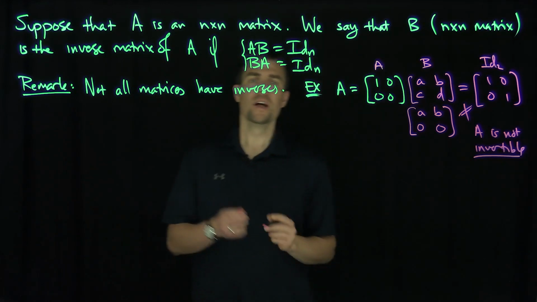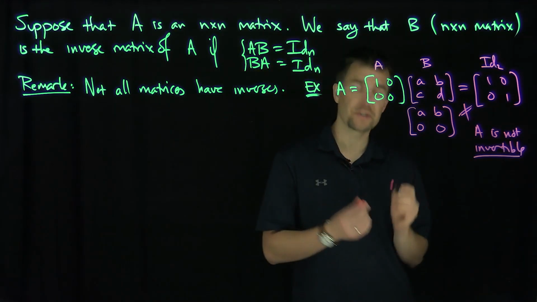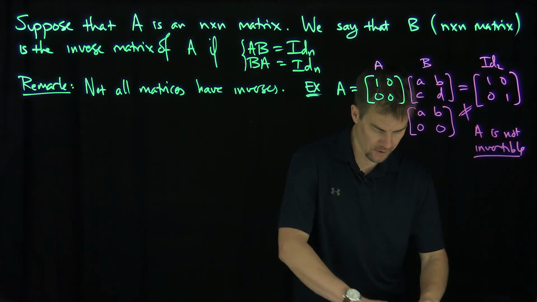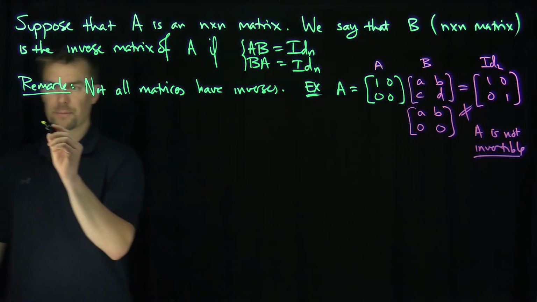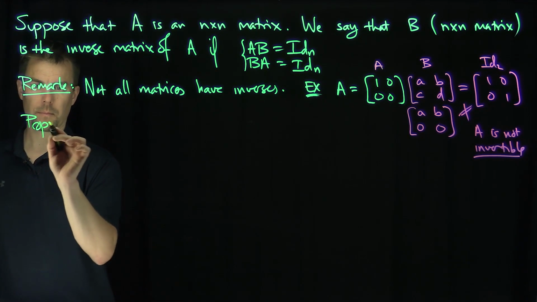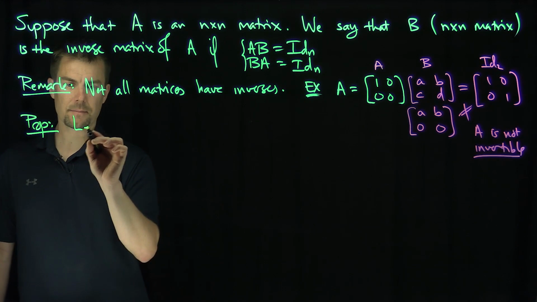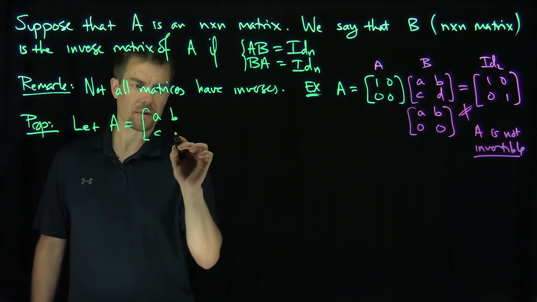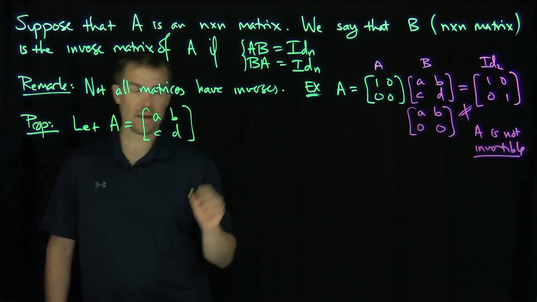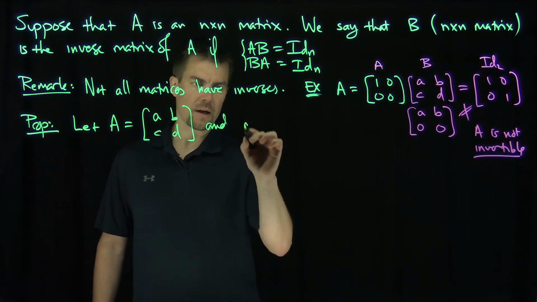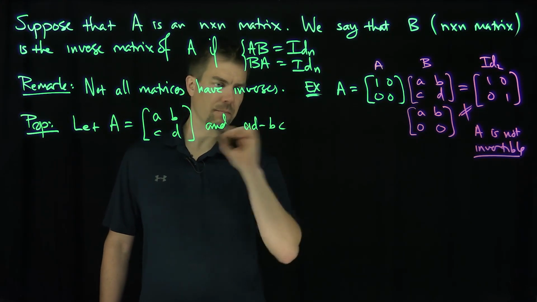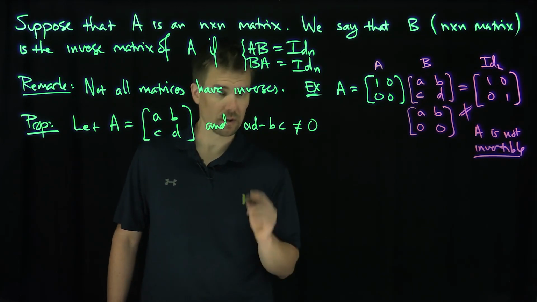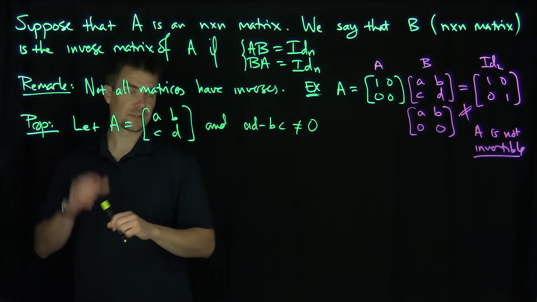Now, thankfully for 2 by 2 matrices, there's a very simple rule for invertibility. Here's a simple proposition. Let A be the matrix a, b, c, d, and suppose that ad minus bc is not equal to 0.